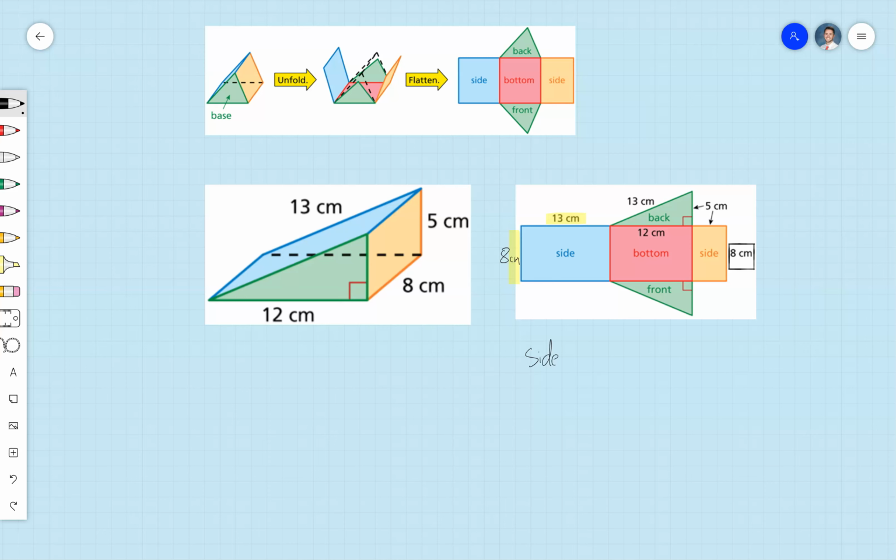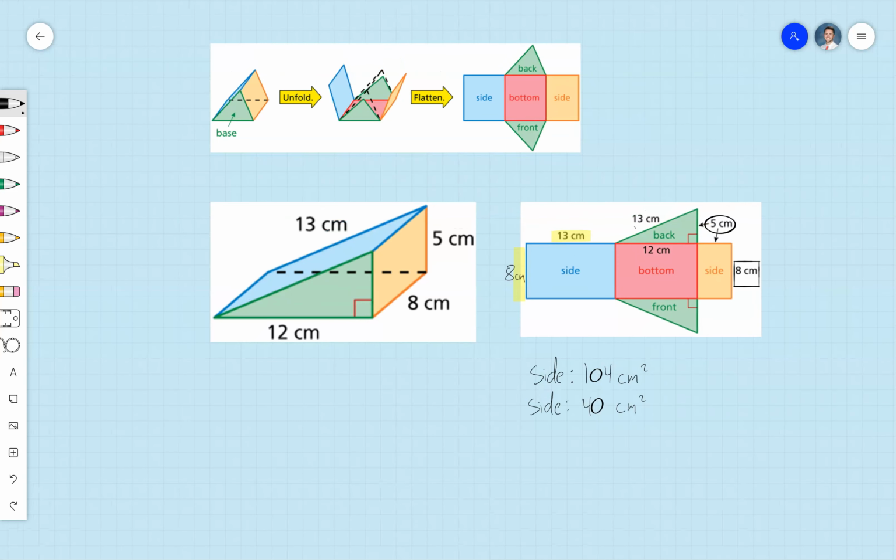This side would be 13 times 8, which would be 104 square centimeters. Our other side we can see is 5 centimeters by 8 centimeters. So that would be 40 square centimeters. Then we have the bottom, which is going to be 12 centimeters by 8 centimeters. That's going to be 96 square centimeters.